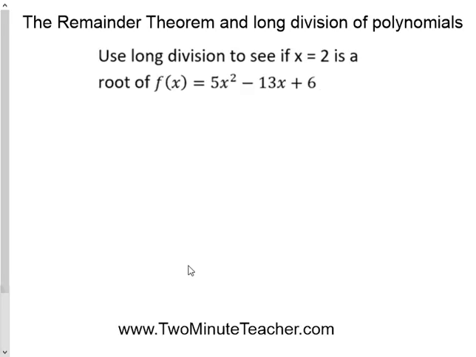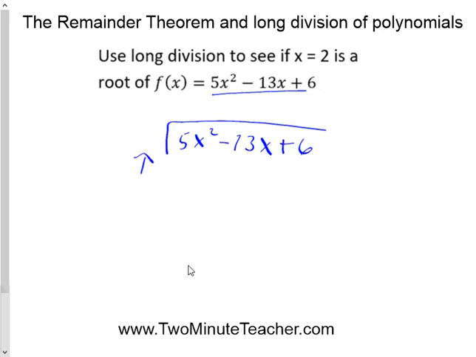So the challenge here is to learn about the remainder theorem, and hopefully you already know how to do long division of polynomials. All right, so if this polynomial here, 5x squared minus 13x plus 6, is going to be divided by something, hopefully you know already that if they say x equals 2 is a root, then the factor for that would be x minus 2. All right? Then I can do long division on this.